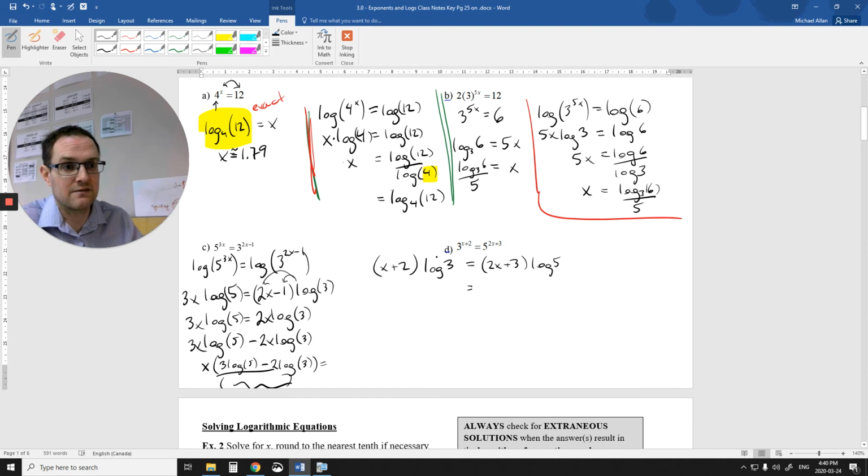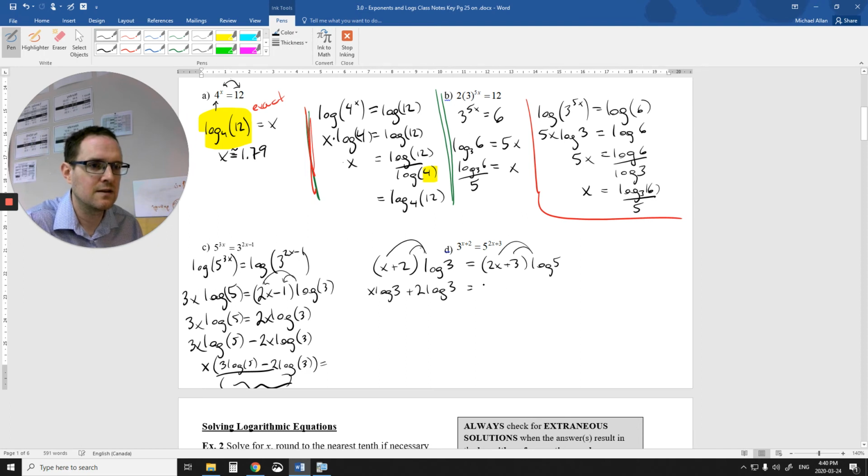Again, there's two ways. I could divide the log 3 over to get rid of the parentheses here, but I still have them here. I'm going to multiply it in. Or I could divide the log 5, or I could just multiply them on both sides. Use a little distributive property. So I get x log 3 plus 2 log 3. And then I have 2x log 5 and 3 log 5.